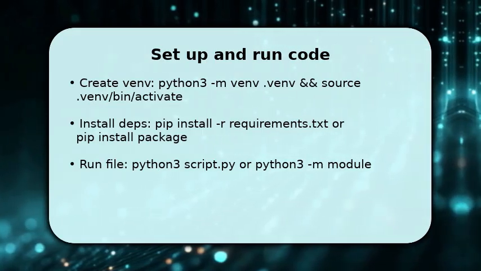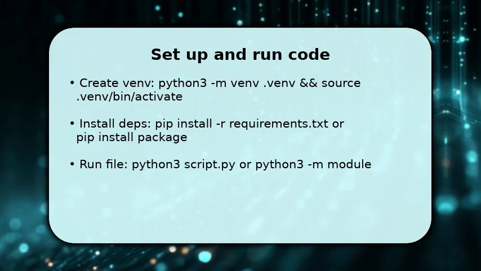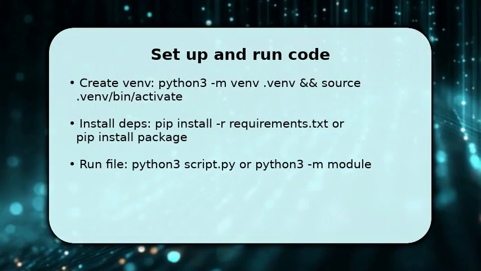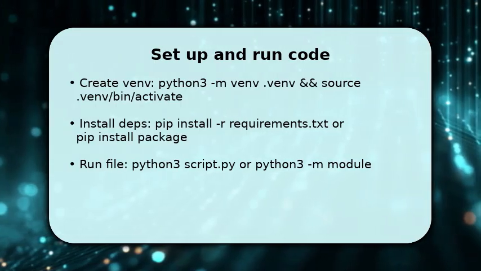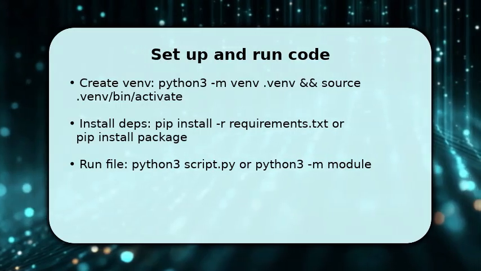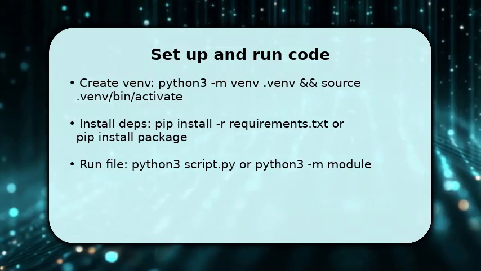venv/bin/activate. Once active, install dependencies with pip install -r requirements.txt or pip install package-name. This ensures reproducible behavior. To run your script, use python3 script.py or python3 -m module for package modules.